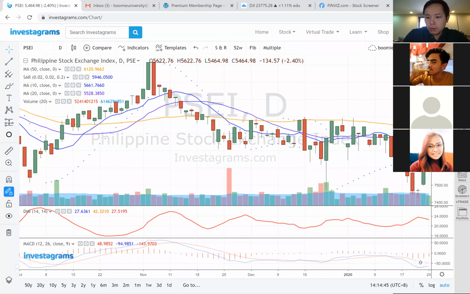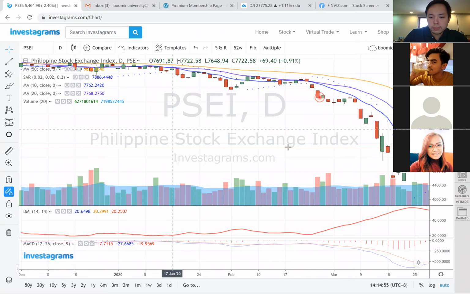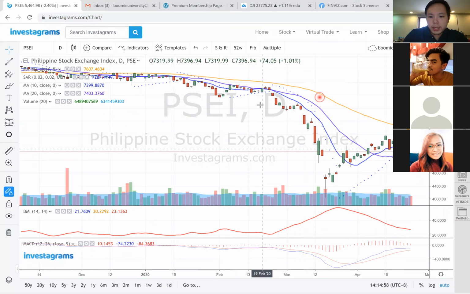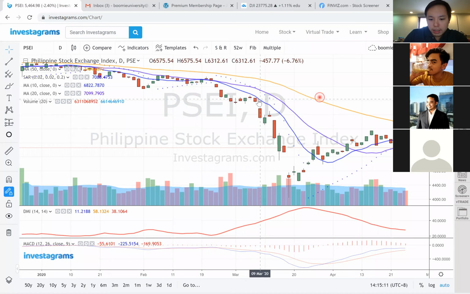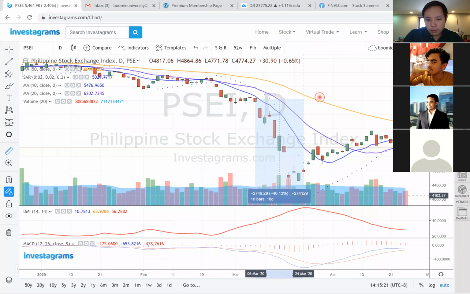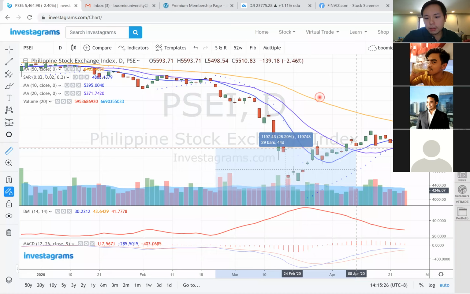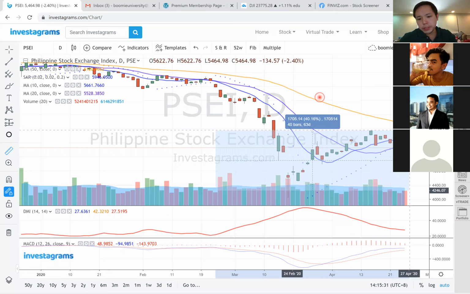So yun. So itong PSE, load natin. So yan, yung PSE nag-drop from kailan, may start ng March 9, di ba ito? So nag-drop siya from 6,800 all the way to 4,200. 40% down. Nag-rally. Ngayon, up ng 29%. At the peak of the rally, it's up 40%.